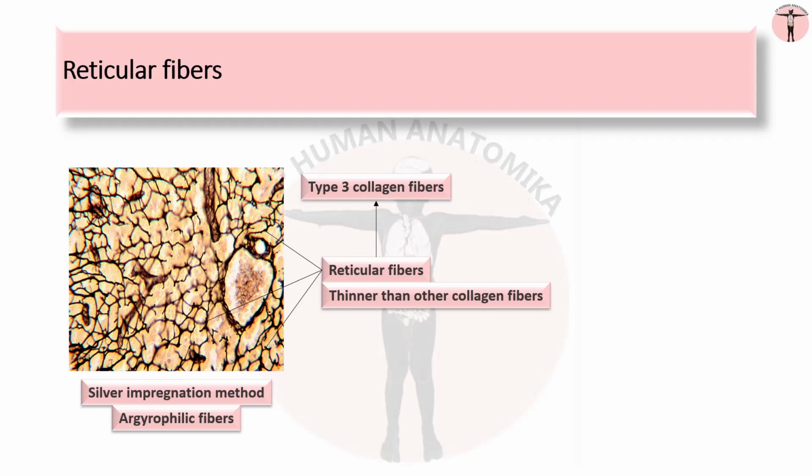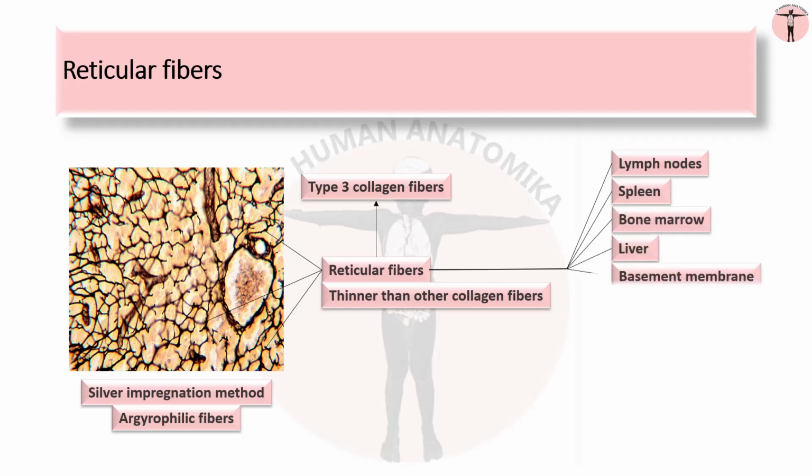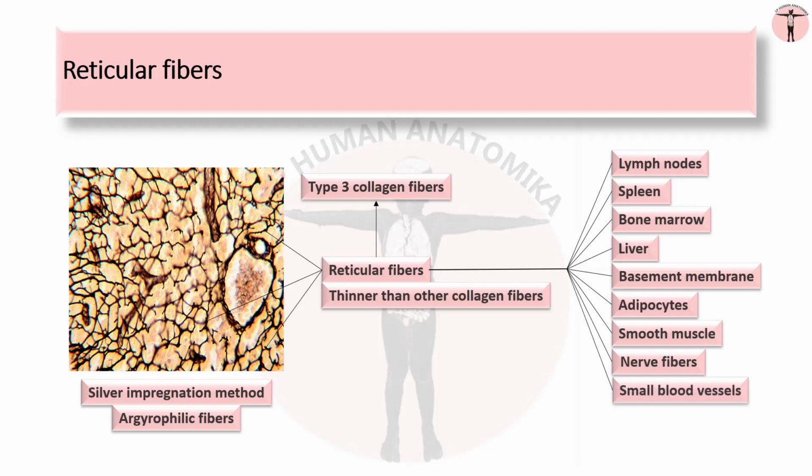These fibers form the framework in lymph nodes, spleen, bone marrow, liver, and basement membrane to provide support to the cells in these tissues. They surround adipocytes, smooth muscle, nerve fibers, and small blood vessels. They also serve as a supportive network, stroma, around parenchymal secretory cells and the rich microvasculature of endocrine glands. Reticular fibers are produced by fibroblasts.